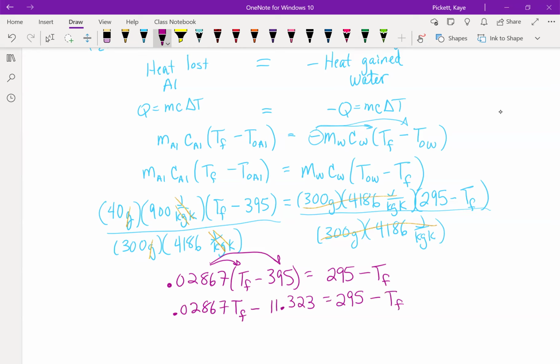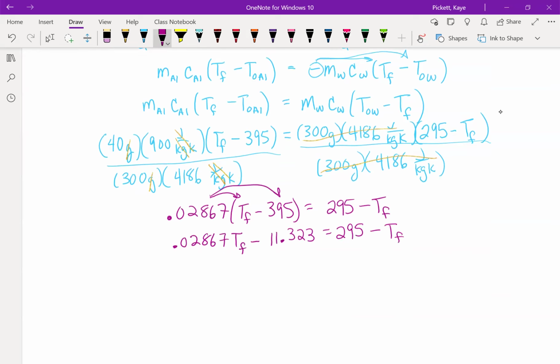I'm going to add T final to both sides, and this becomes 1.02867 T final. I'm going to add 11 to that, and I get 306.3. Divide. And I get 298 Kelvin.